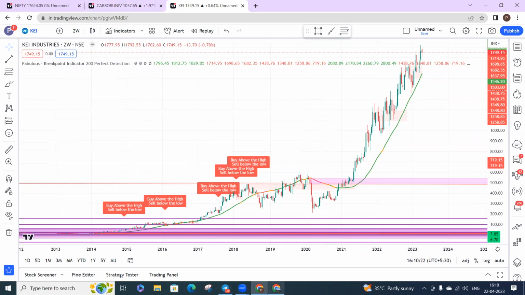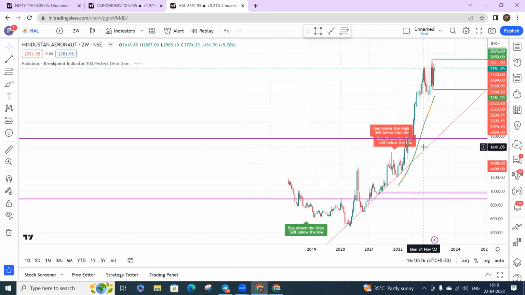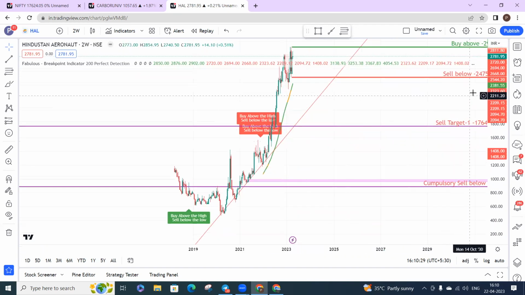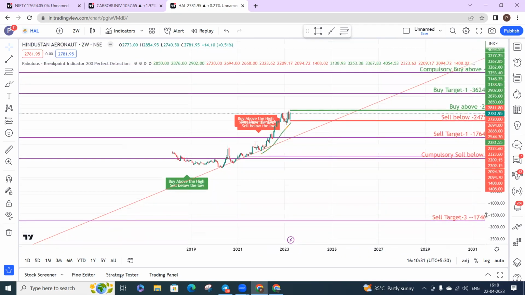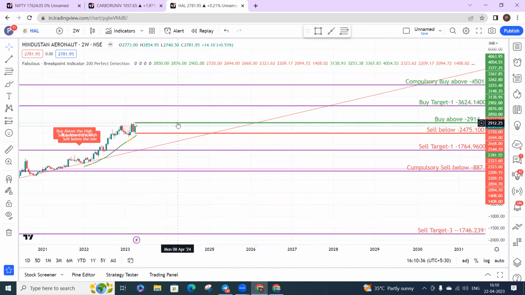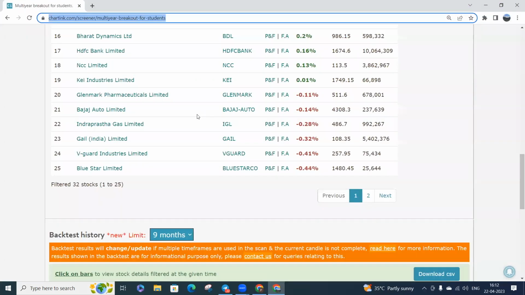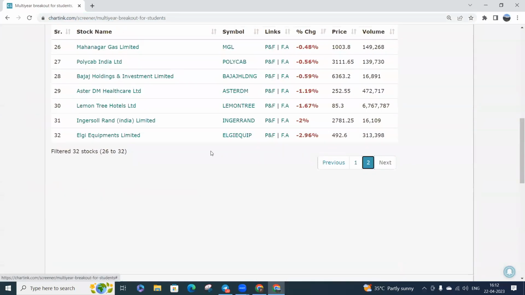So HAL, can you check? HAL is on the selling side right now. If it crosses above 291 here, you can go for a buy, for targets 2929, 3627 and 4529. If it crosses below, don't buy it. Stocks like that for your list.